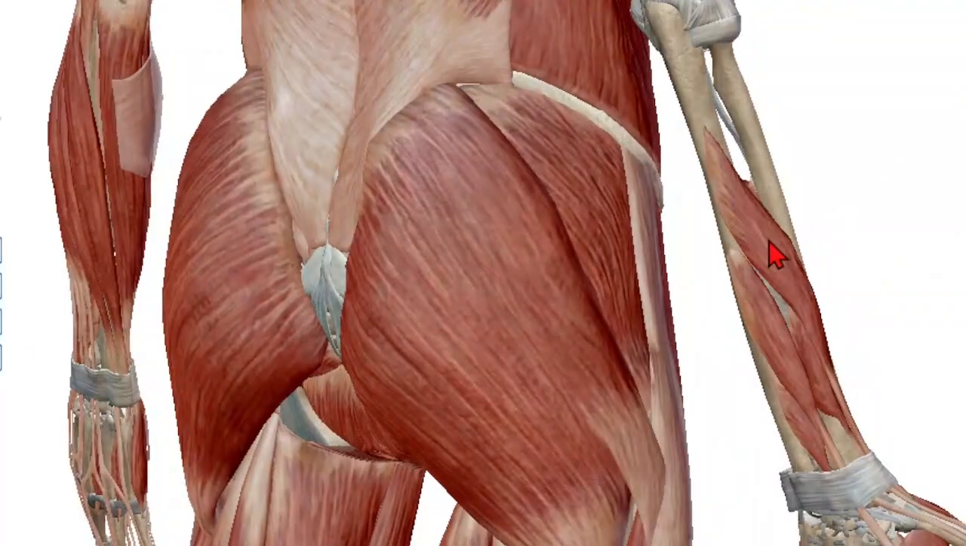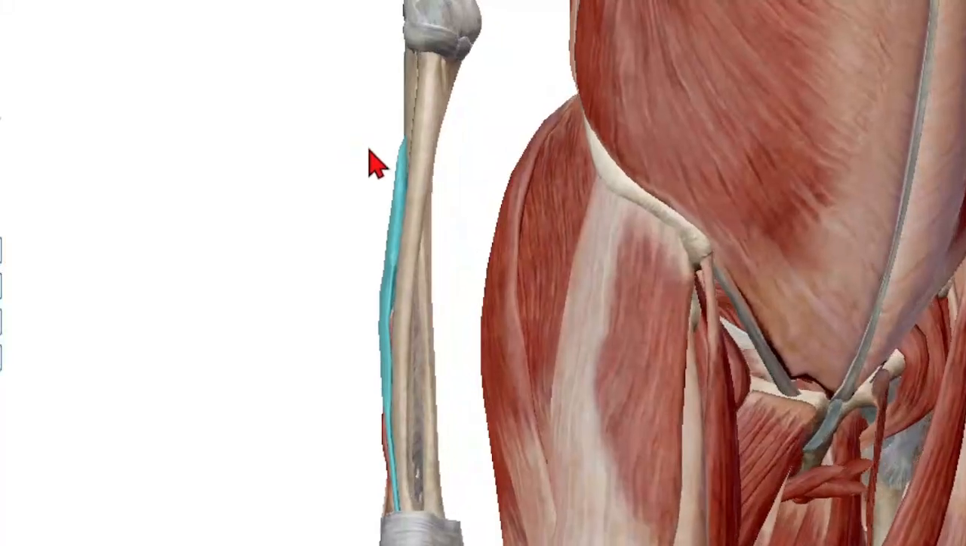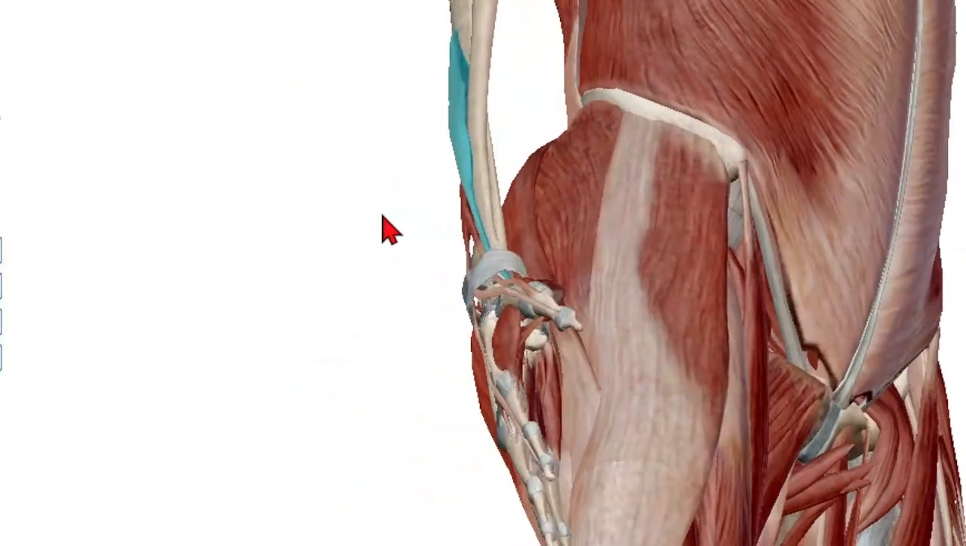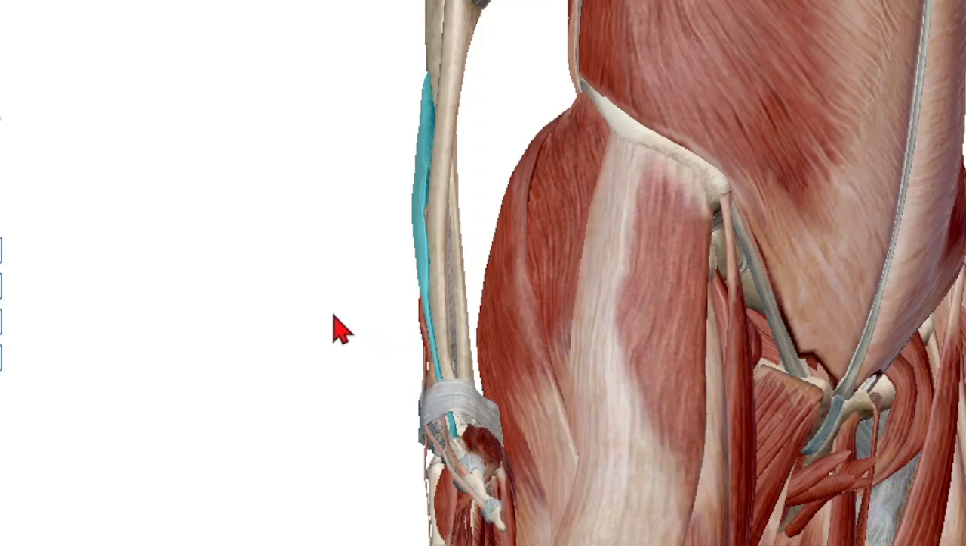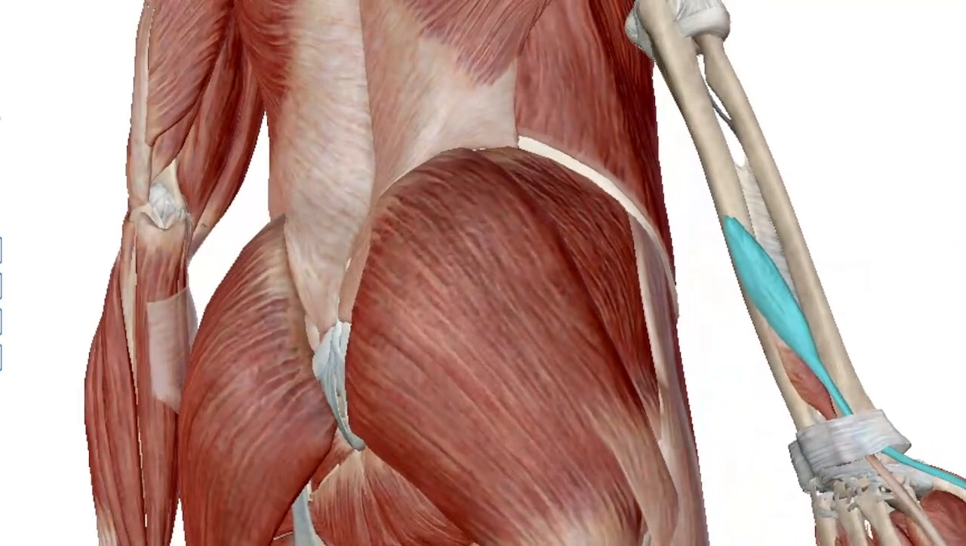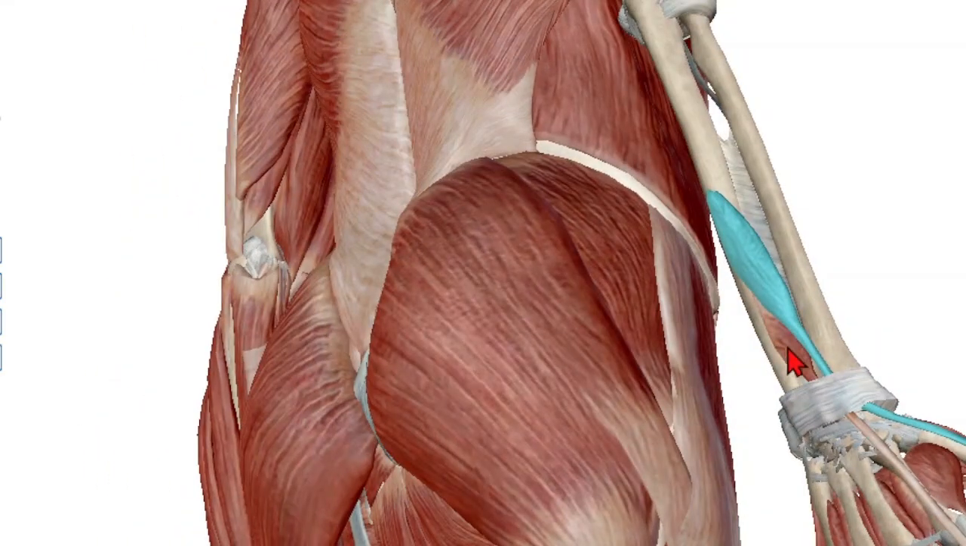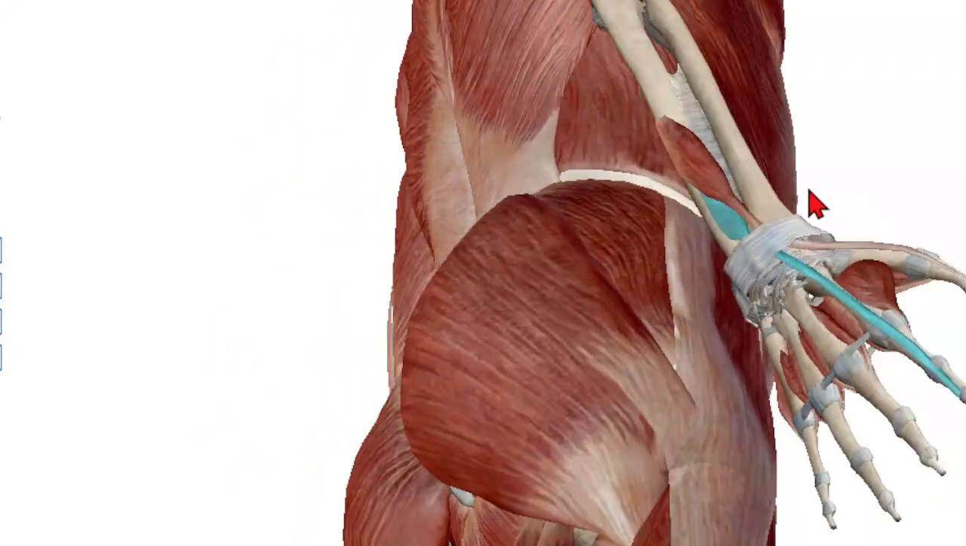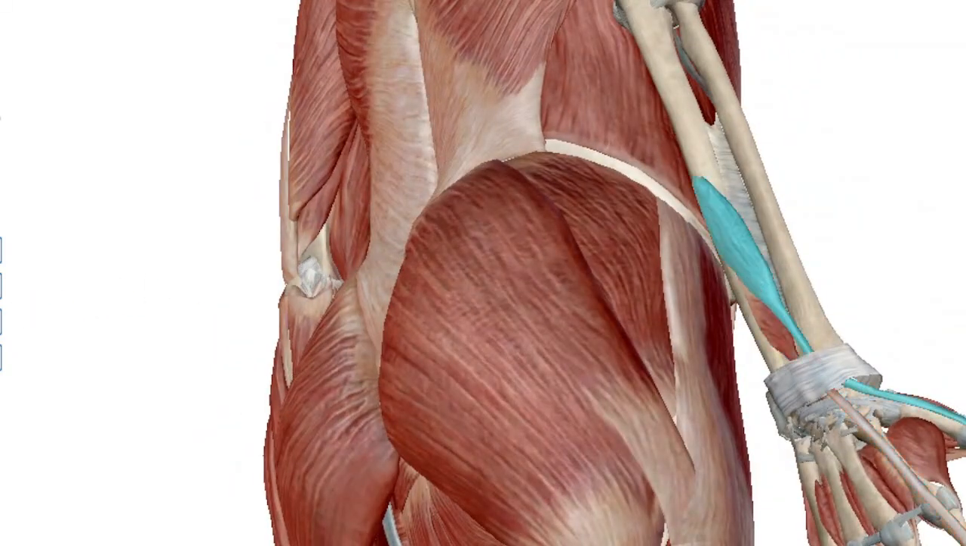Now another is the abductor pollicis longus. It is attached to the lateral side, that's why it is called abductor. So it is abductor pollicis longus, and this is called extensor pollicis brevis. These are two muscles. Okay. Now see here there is the extensor pollicis longus. This is the extensor pollicis longus muscle, and this is the extensor indicis. Okay, extensor indicis.